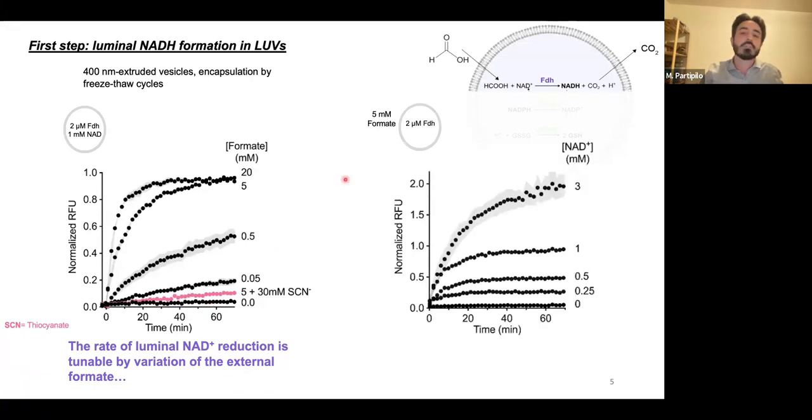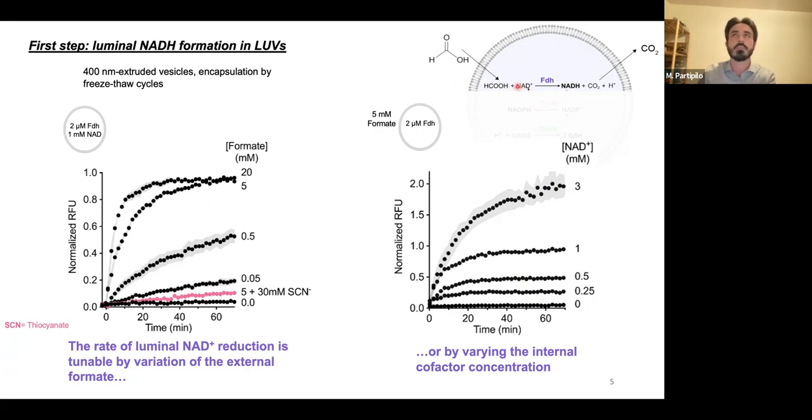The other way around, we also tried to fix the amount of external formate provided and the amount of protein that was encapsulated, and we tried to observe if we could also vary the amount of cofactor that we could reduce. And as you can see, not only does the initial reduction rate change according to how much NAD+ you have inside your vesicles, but the final amount of fluorescence is also proportional to the concentration of the cofactor that you encapsulated. So these experiments demonstrate that we could carry out the reduction of NAD+ inside our vesicles.